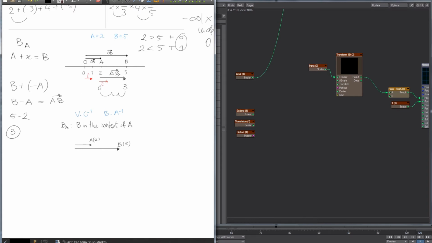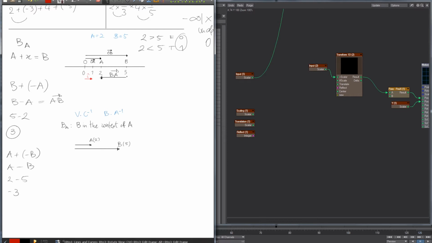Now I can go the other way around. Let's say that I don't want AB, I actually want BA. So let me just delete this here and delete the arrow and put it something like this. I want a vector, the position delta, that goes from 5 to 2. So I want the vector BA. And so what I want to do is to put A in the context of B. And so A plus minus B, the context is inverted. And so the simplified is A minus B, which is 2 minus 5, which is minus 3.